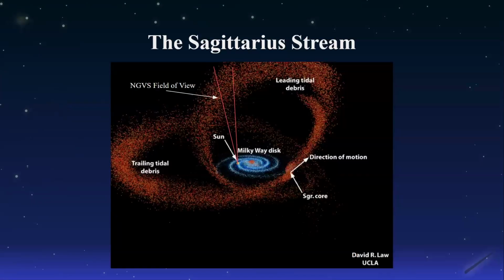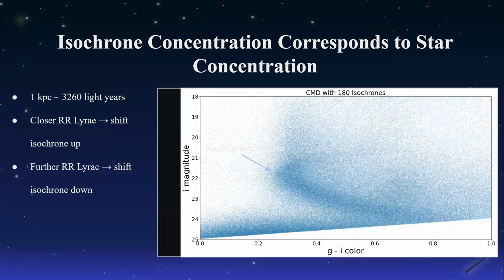Now I will be explaining what the Sagittarius stream is. The Sagittarius stream is a stellar stream created from the remnants of the Sagittarius dwarf galaxy. This dwarf galaxy was ripped apart by the gravitational pull from the Milky Way halo, leaving a trail of stars, as you can see in orange here. Because of this, a lot of the stars from the Sagittarius stream are contained in the foreground of the region of the sky we are studying.